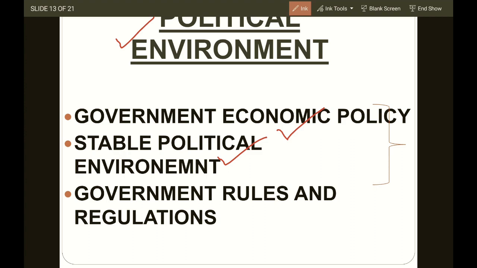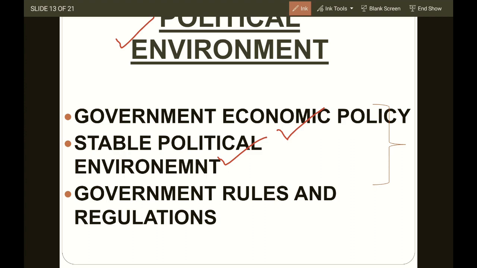Why don't people invest in poor countries? Because there is political instability. If you talk about Syria, Afghanistan, Pakistan, these poor countries, they don't have a very stable political environment. So investors feel, what will happen all of a sudden if the political party changes and doesn't accept my product? I will be in huge loss. So it's very important to analyze the political environment.